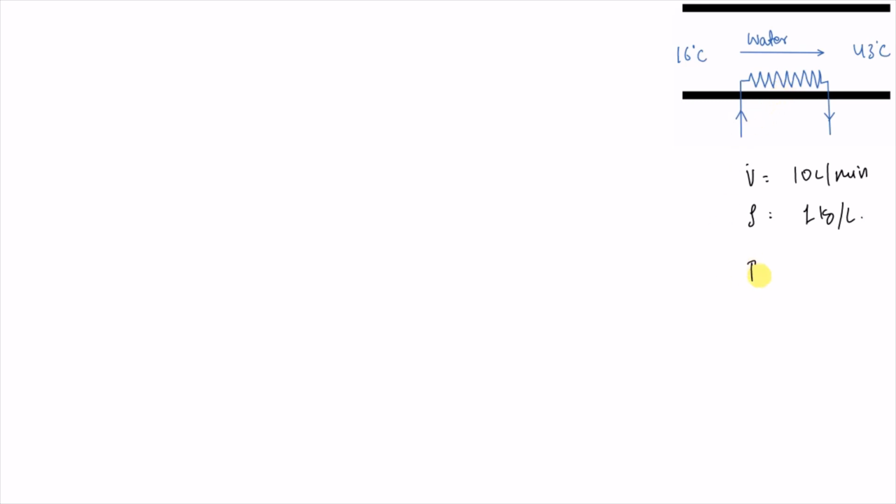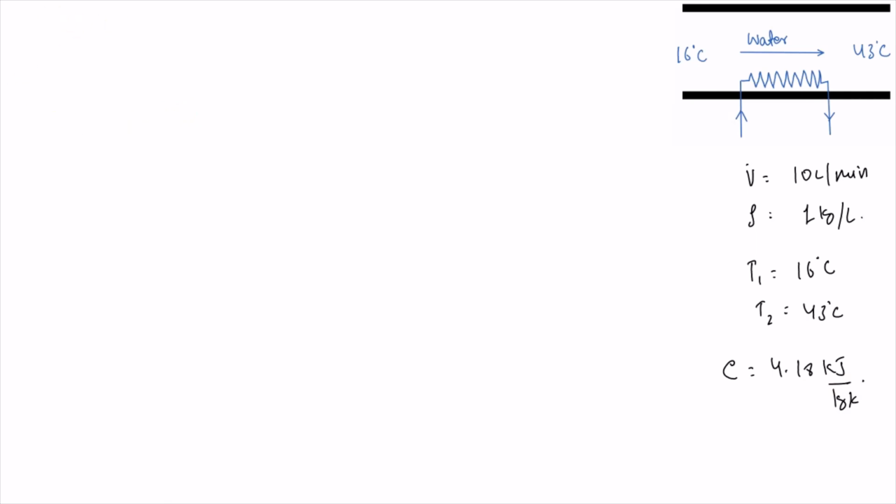So T1 is 16 degrees Celsius and T2 it becomes 43 degrees Celsius. So we have to calculate the amount of electric power that is required to increase this temperature and the entropy generated during the process in kilowatt over Kelvin. So to solve this problem we'll be requiring some input data, that is the value of C. Specific heat of water is 4.18 kilojoule over kg Kelvin, and we have obtained this value from the table A3.